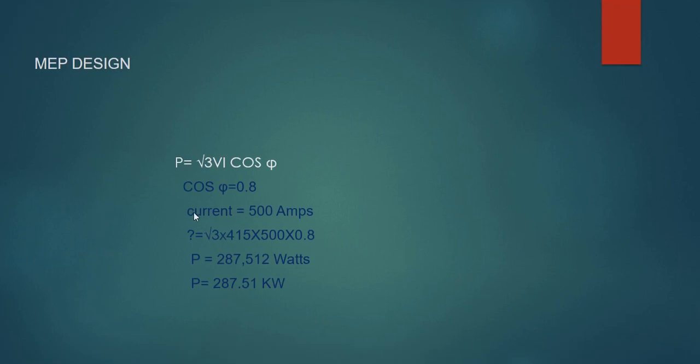Substitute all the values in the formula. How much power will we get? P equals 287.51 kilowatts in active power.